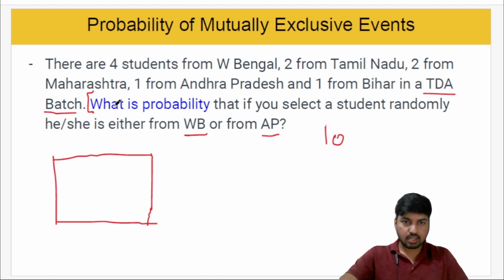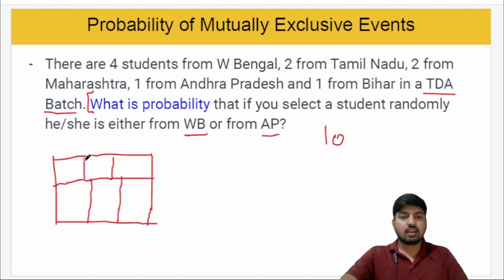So here 1, 2, 3, 4 and 5, I'm having the boxes. This is my box number 1. This I can have 2. This I can have 3. This is 4 and 5. So here I'm having 4 students from West Bengal, then 2 students from Tamil Nadu, 2 students from Maharashtra, 1 from Andhra Pradesh, 1 from Bihar. Okay, so I have drawn one extra box.